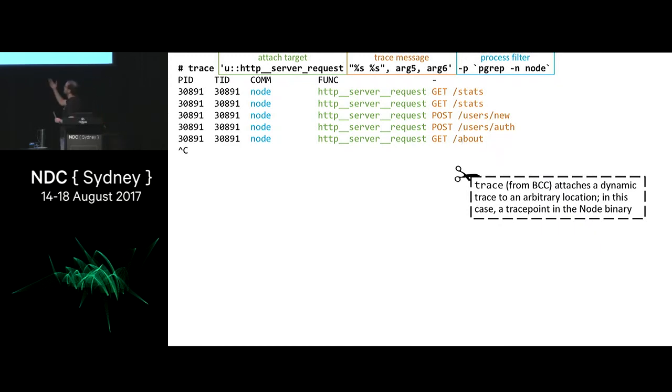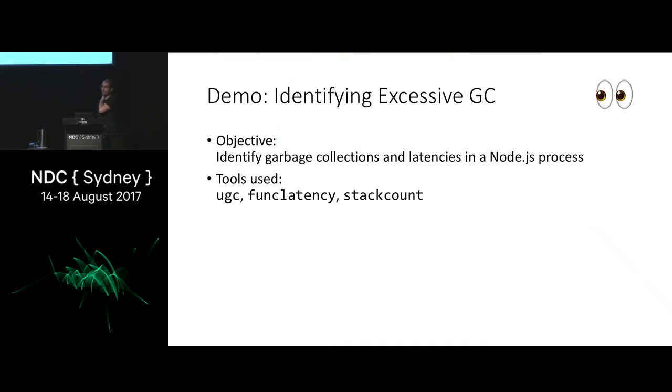So this is basically just a way of doing dynamic logging. Just point this tool at a certain application and tell it to trace a message when something interesting happens. So in this case, the attached target is Node.js specific. It's the HTTP server request static trace point. Now we can do something similar with other kinds of instrumentation points like that.